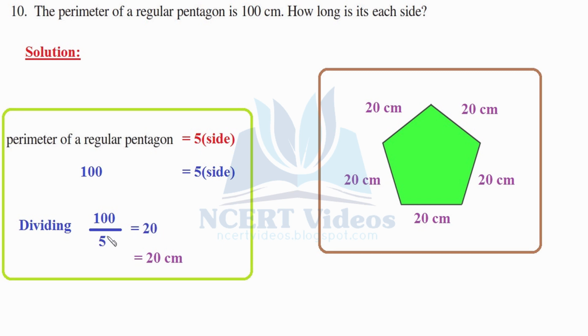20 into 5 gives you 100. Therefore each side is 20, and again we can check it. If we multiply 20 by 5 times, we will get 100 centimeter back as your perimeter of the pentagon. So this was the question number 10.